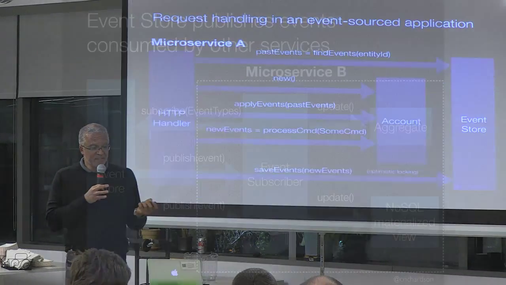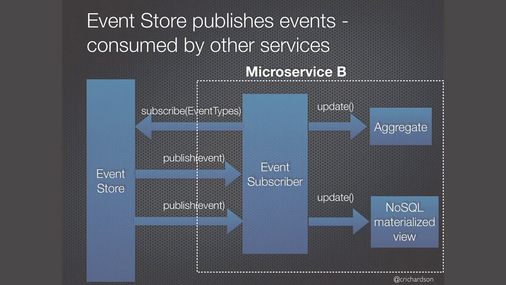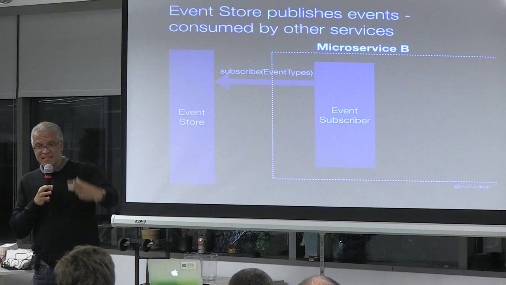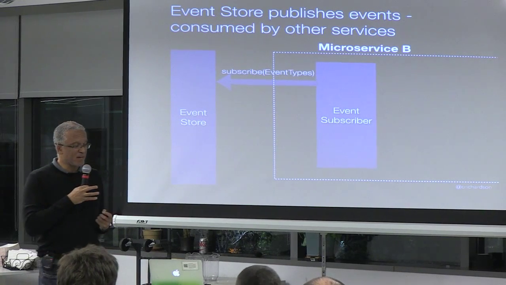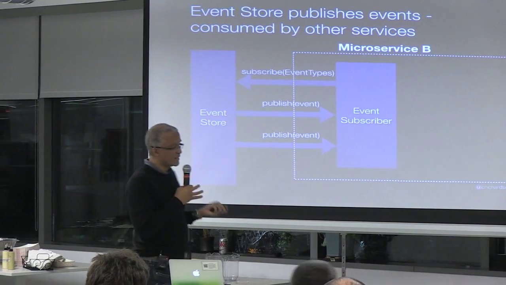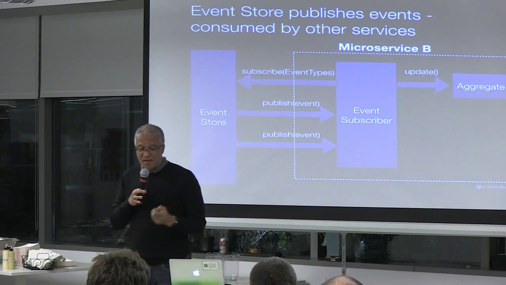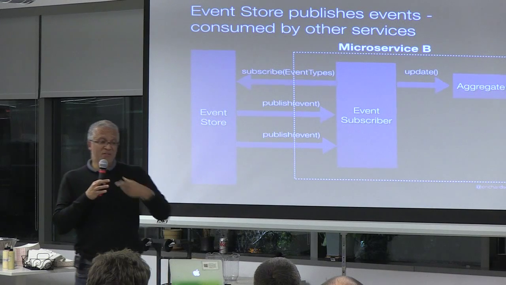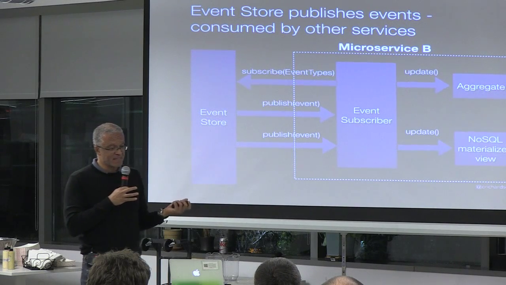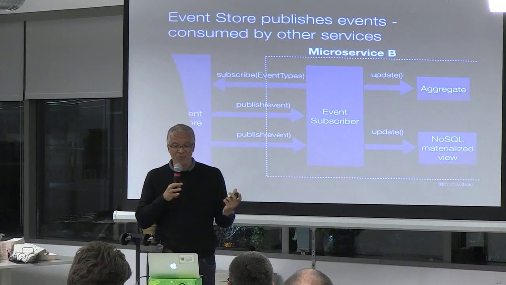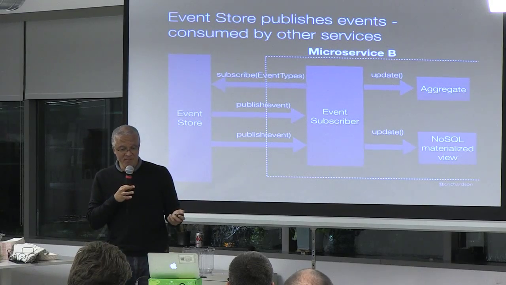And then where it gets really interesting is on the other side, where you can have subscribers that express interest in certain event types. When events get saved into the event store, the subscribers get notified, which can then enable them to update their own entities or update views that they're maintaining. So they could update Elasticsearch and so on. So it's a totally different event-centric way of building your systems.